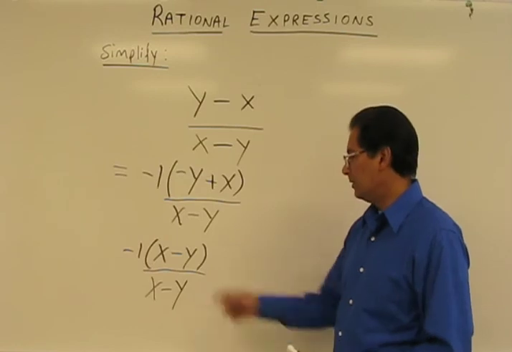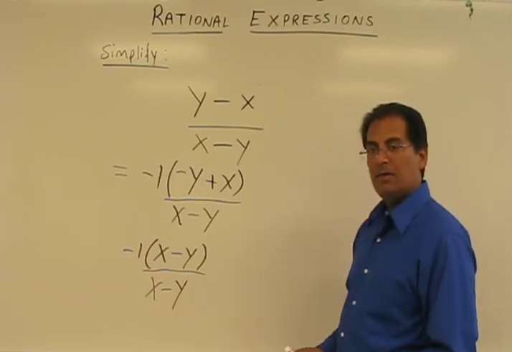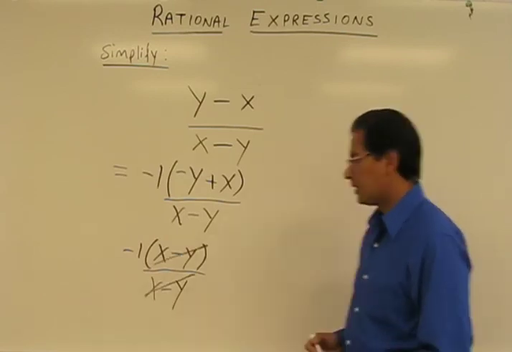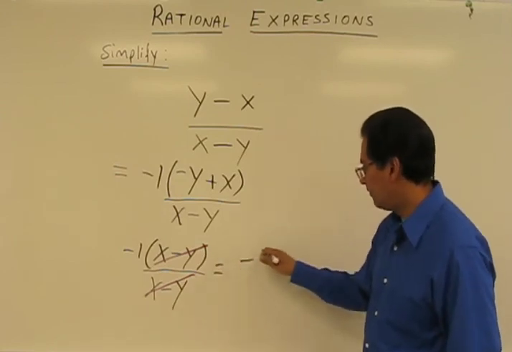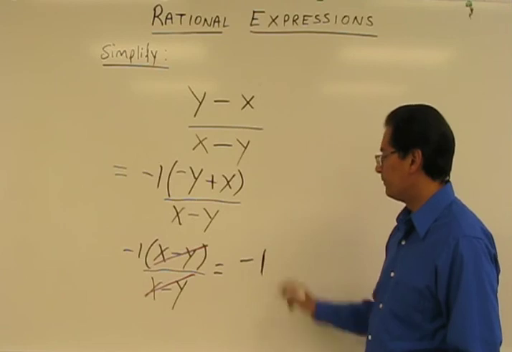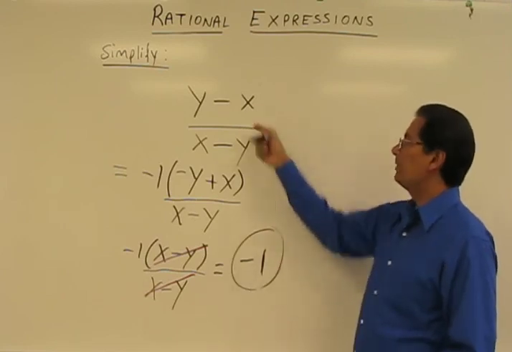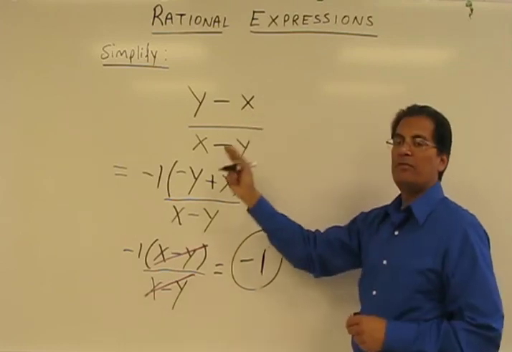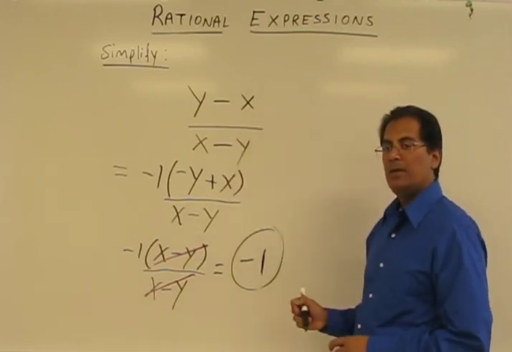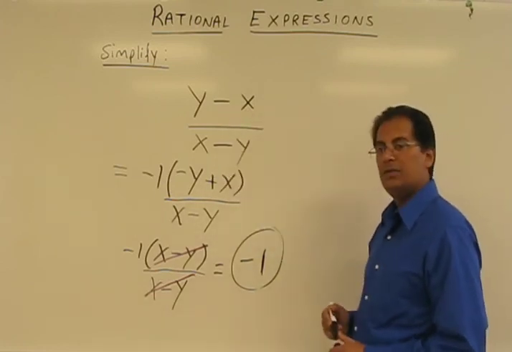We now see that these factors are the same. We can cancel them out. And what are we left with? Negative 1. In fact, whenever you see two terms that are subtracted opposite from each other, top and bottom, you can actually simplify those to negative 1.